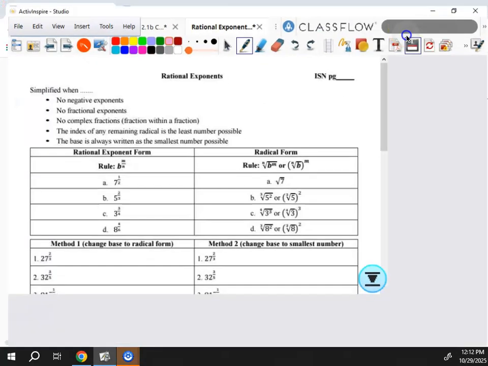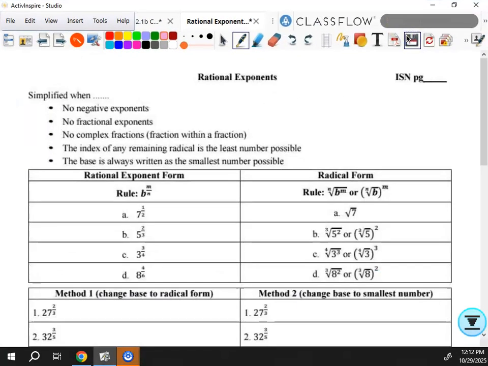Okay, we're going to look at rational exponents, which are not brand new to you. Rational exponents just mean that they are fractional exponents. Okay? Different ways to write our radicals is one way to look at it. So when you want them completely simplified, then you have no negative exponents, no fractional exponents, which means we've rewritten it in root form, no complex fractions, that's a fraction in a fraction, which we try to avoid as much as we can anyway. The index of any remaining radical is the least number possible.